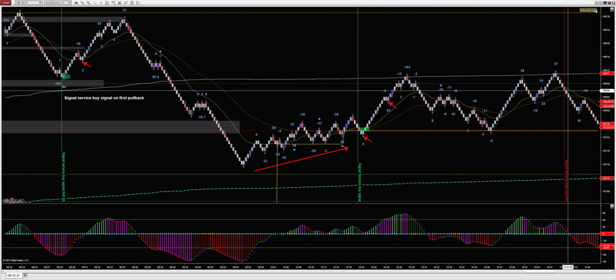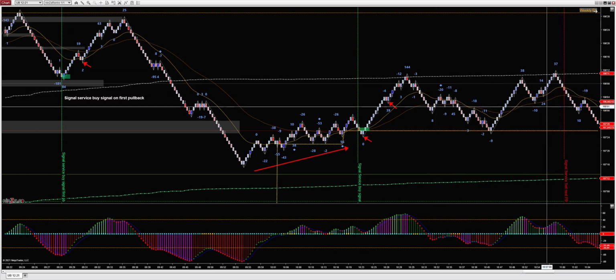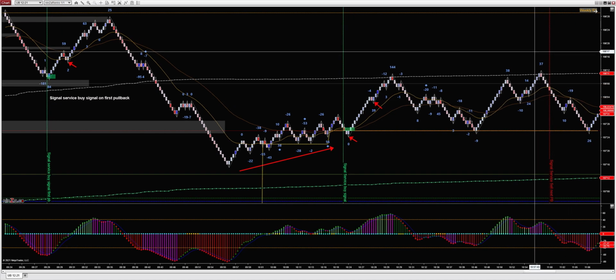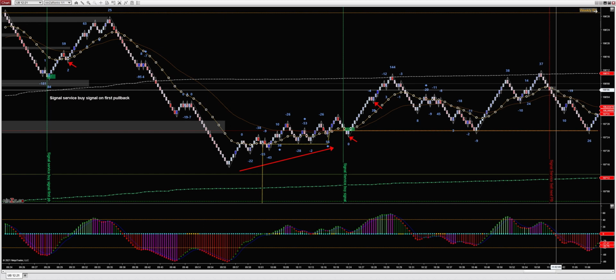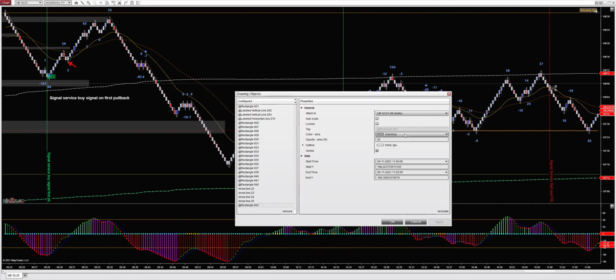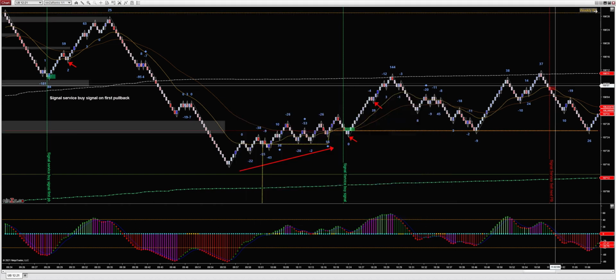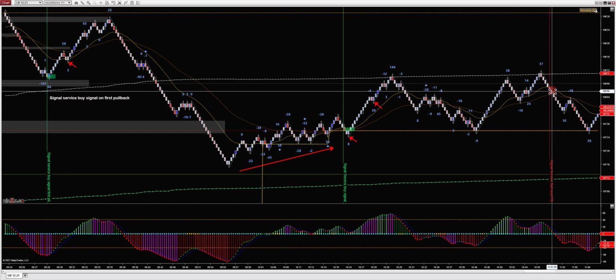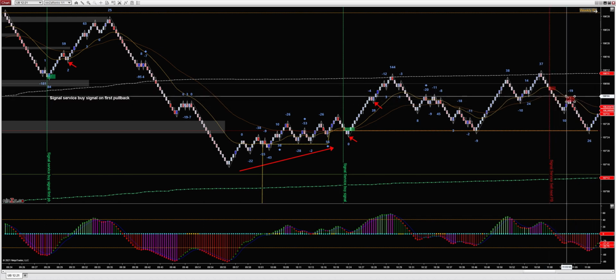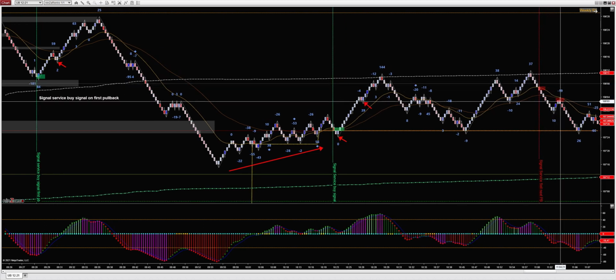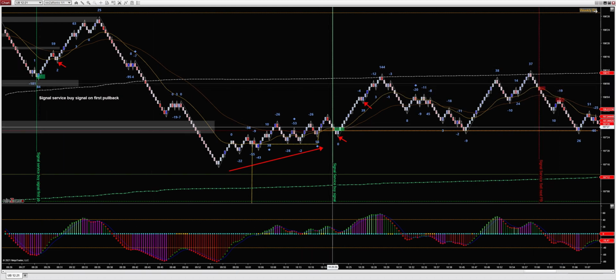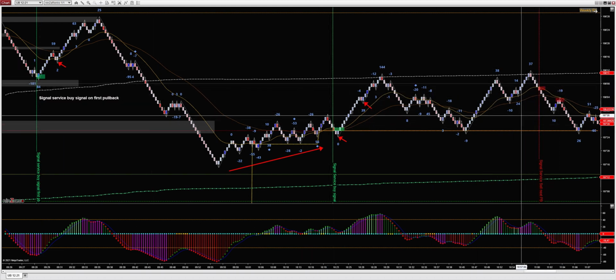Then here we get a new signal. Signal service sell, next pullback. It's over here. Here we got the signal. And this is the next pullback. So aggressive, you can directly enter, or less aggressive, you enter on the first pullback. Winner, winner, winner. 3 winners.